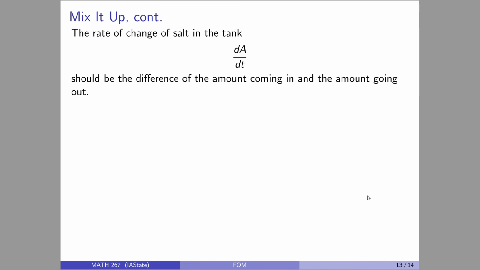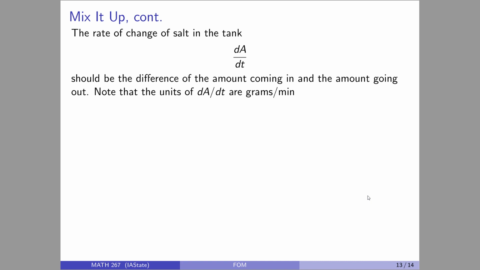Okay, so how are we going to set up a model? The rate of change of the salt in the tank should be pretty simply modeled. It should be the difference of the salt coming in versus the salt going out. So the amount of salt coming in versus the amount of salt going out. So let's talk about the amount of salt going in. And before we do this, here's the key ingredient to these problems. Think about units. Salt is in grams, time is in minutes.